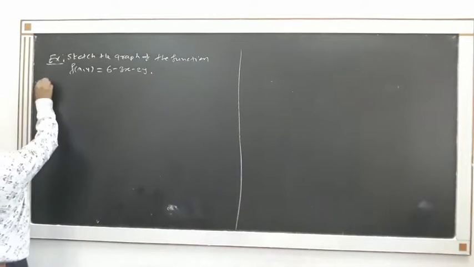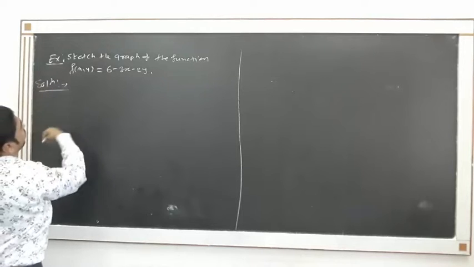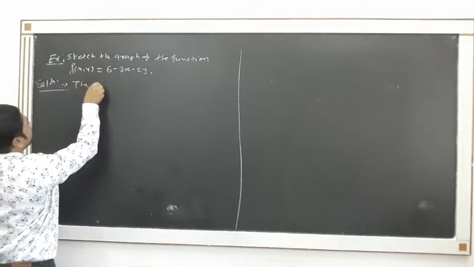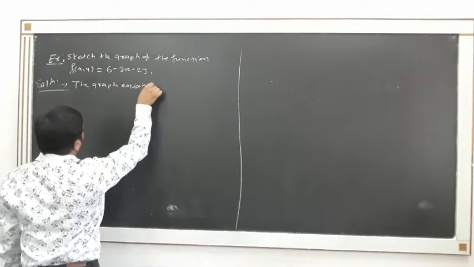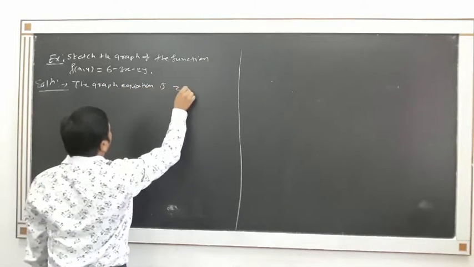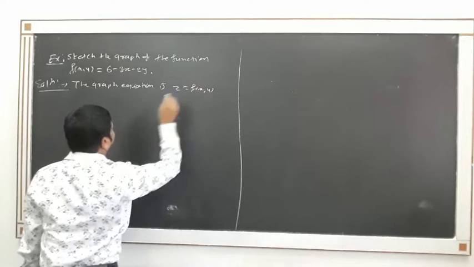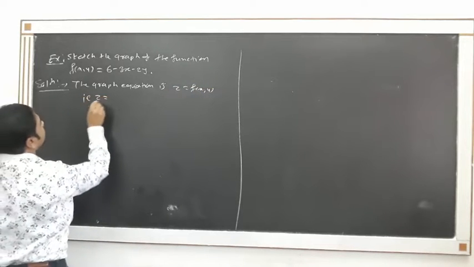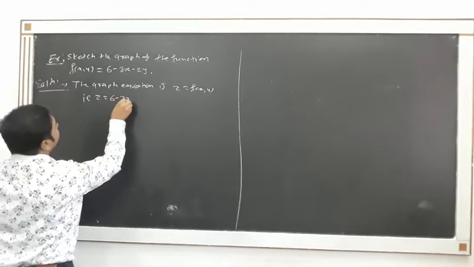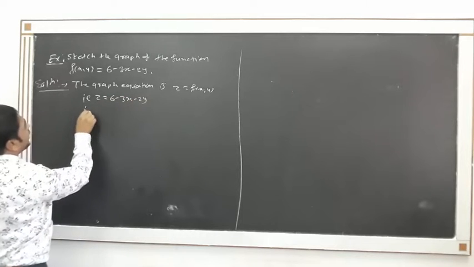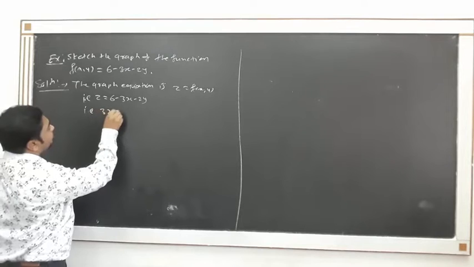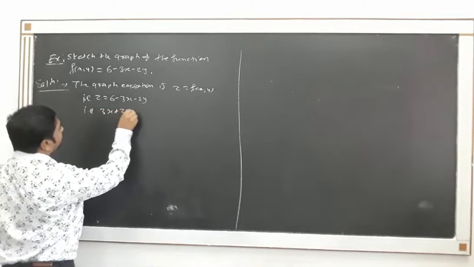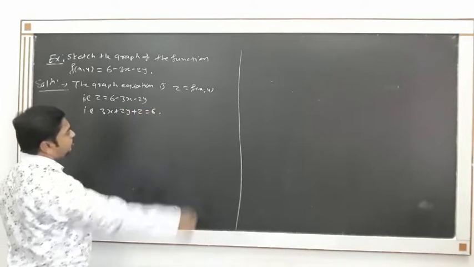So what is the solution? The graph equation is z is equal to f of (x, y), that is, z is equal to 6 minus 3x minus 2y, or it can be written like this: 3x plus 2y plus z is equal to 6.